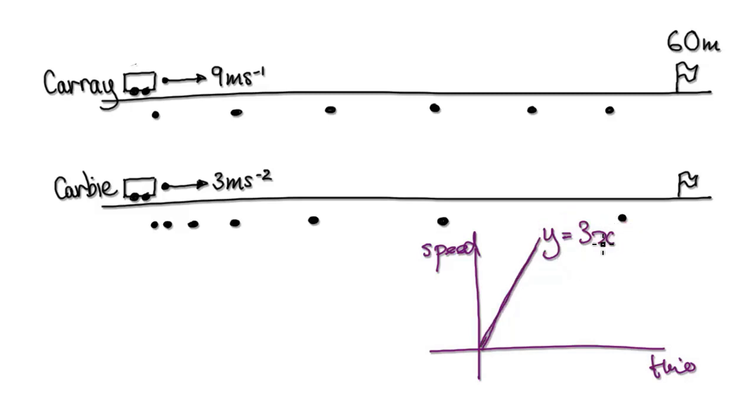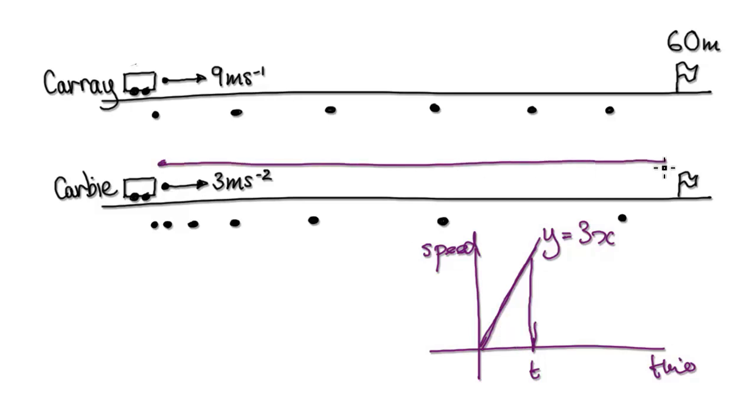So now you're looking for a time t where the distance traveled is 60. Remember, the area beneath the speed time graph represents a distance traveled. So you're looking for a time t where this area here will be 60.